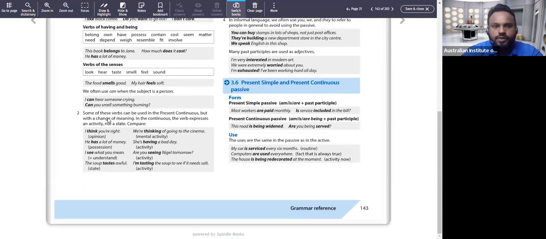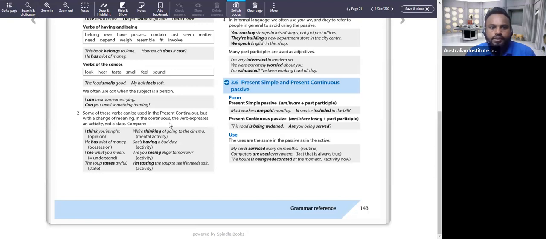Number 2, some of these verbs can be used in the present continuous, but with a change of meaning. In the continuous, the verb expresses an activity, not a state. So some of the state verbs we can use in present continuous, but when we make the ing form, the actual meaning changes. So they change their form. I'll give you the example here.